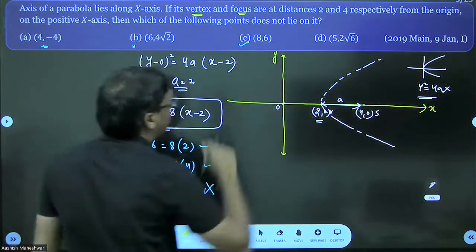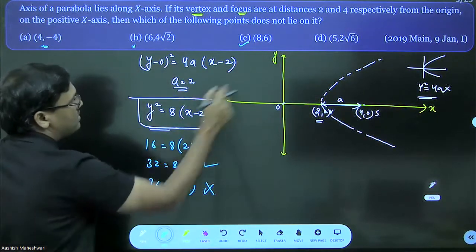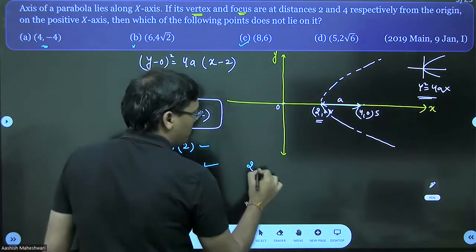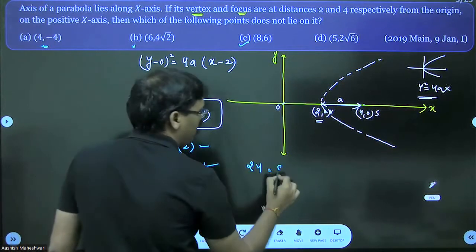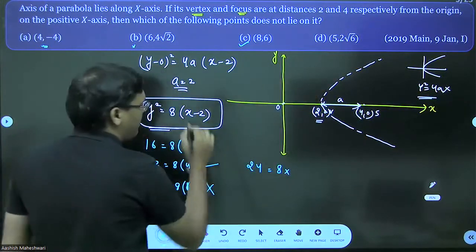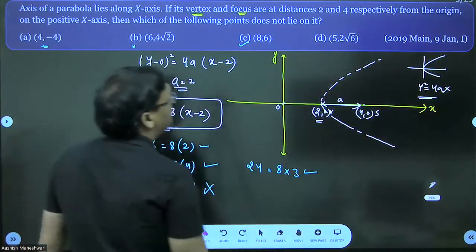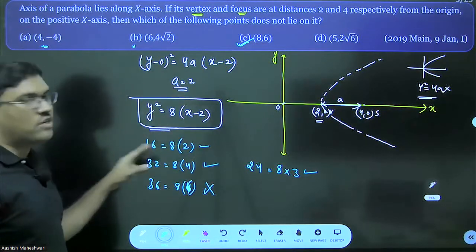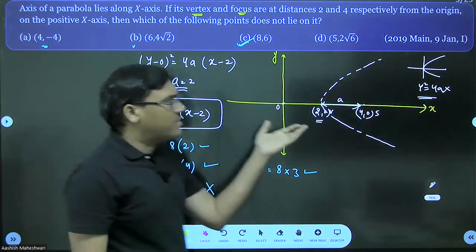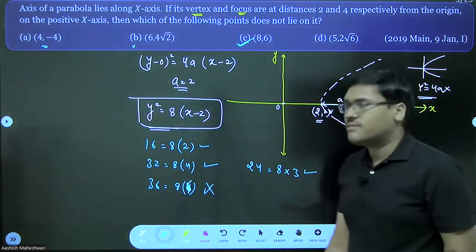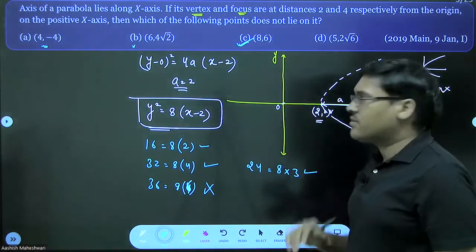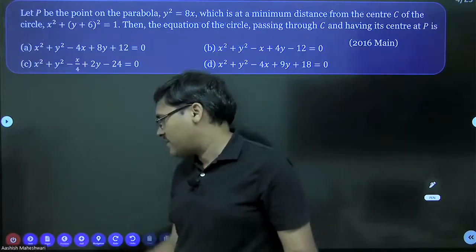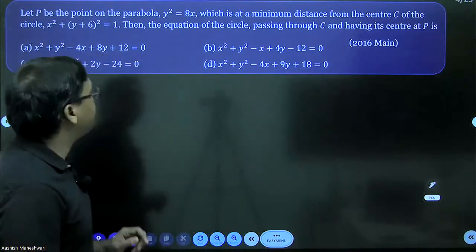You can check the option D also. If I put 2 root 6, that is 24. This is 8, and if I put 5 here, this is 3. This is satisfying. So what is the option? Option C is the answer. The question is very easy. You have to just find the equation of this parabola, and you can check which point does not lie on this. It is very easy to write the equation. So what is the answer? Option C. Again, very easy question. Now let's move to the next question.